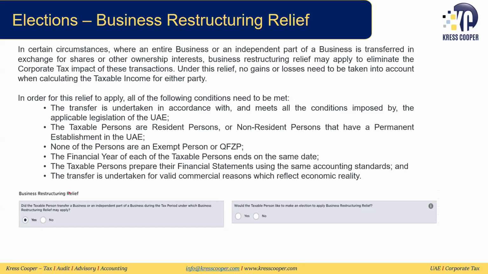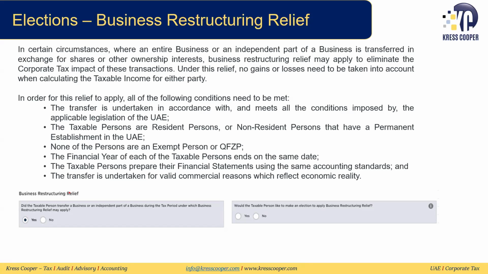So this business restructuring relief is available to the group where they may apply to eliminate the corporate tax impact of these transactions, because ultimately they're part of the same group. Under this relief, no gain or losses will be taken into account, and it is a tax neutral transaction when we are calculating the taxable income of either of the parties. But there are certain conditions that need to be met for this relief to be applicable to you.